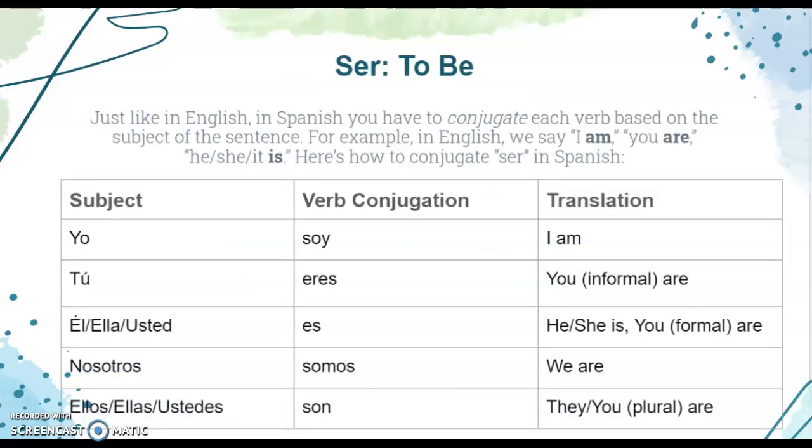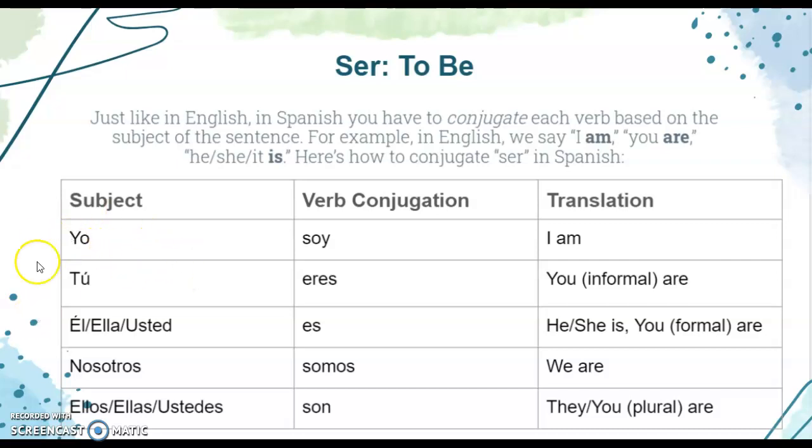All right, so now let's get to some examples. Just like in English, in Spanish you have to conjugate each verb based on the subject of the sentence. So for example, in English, if the verb is to be, we conjugate that verb and we say I am. I don't say I be. Well, sometimes I might say that, but in general, I conjugate the verb to be to say I am, you are, he is, etc. And here's how we're going to conjugate the verb ser in Spanish.